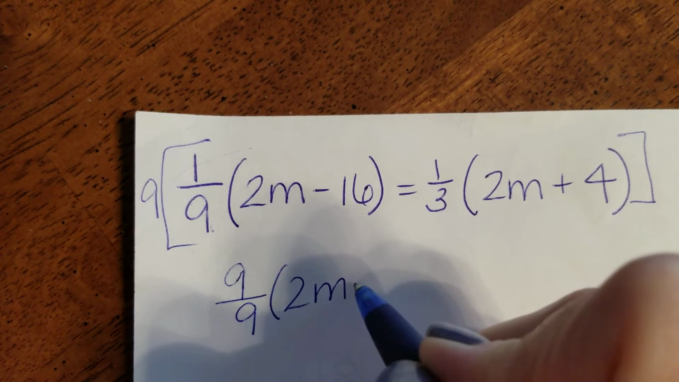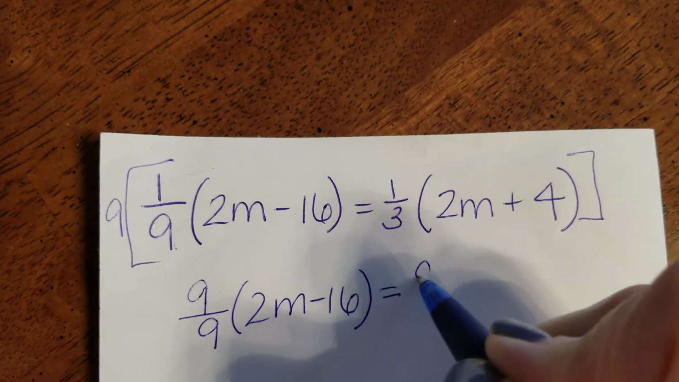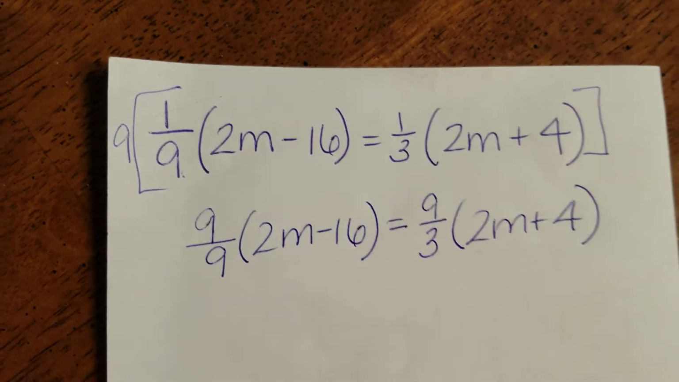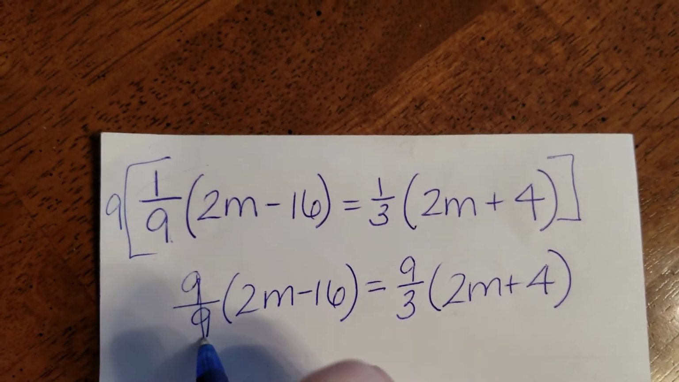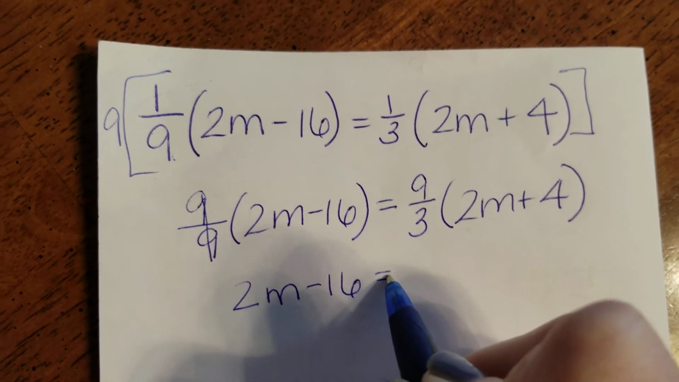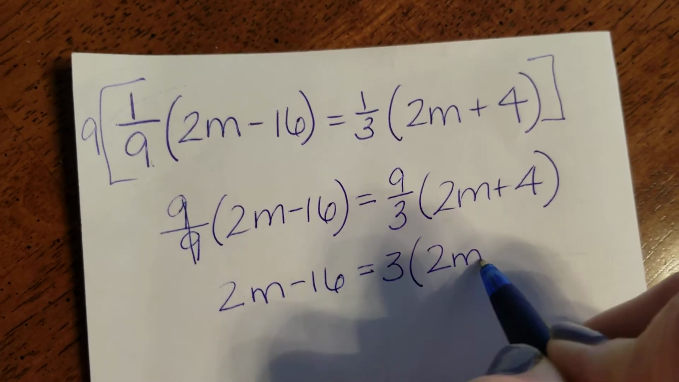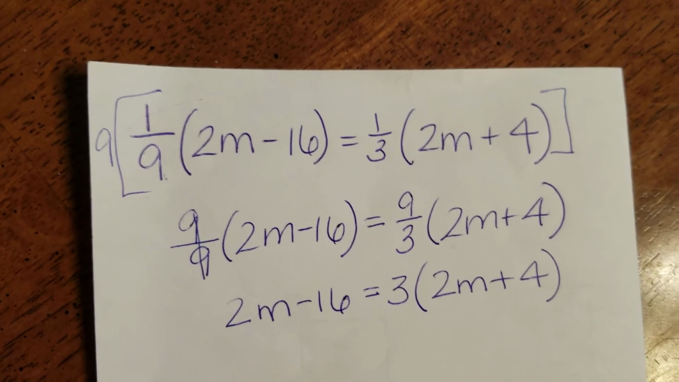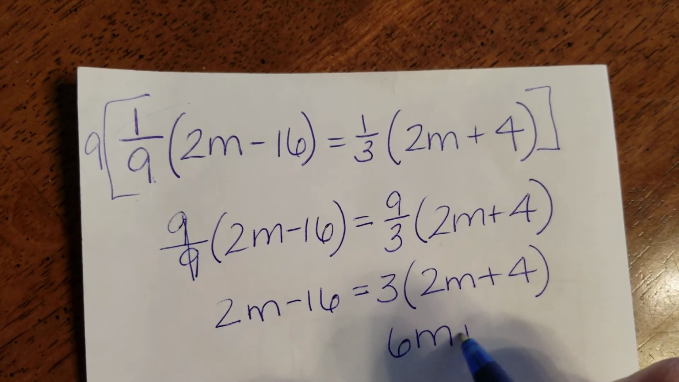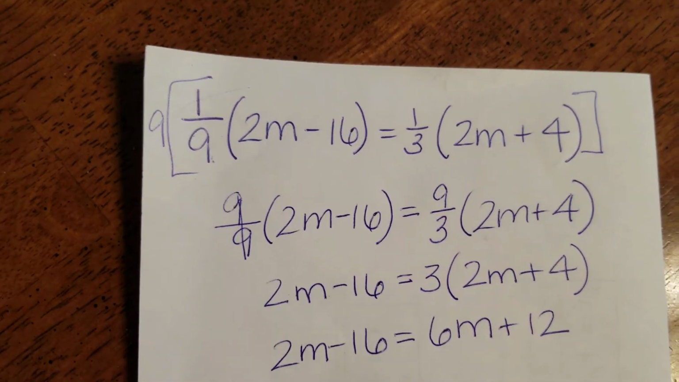times 2m minus 16 equals 9/3 times 2m plus 4. Let's go ahead and simplify those fractions. This is going to give us 1. So now we have 2m minus 16 equals 9 divided by 3 is 3 times 2m plus 4. Let's go ahead and distribute. We're going to get 6m plus 12 is equal to 2m minus 16.